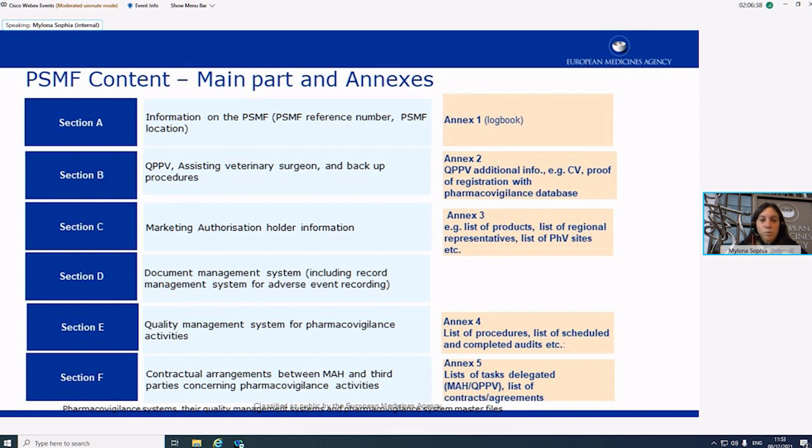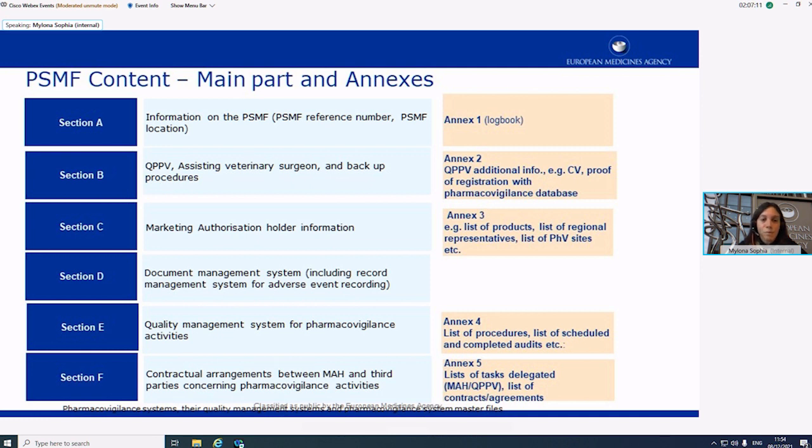Here, and I'm sure you have many questions because the PSMF is really something new. Now here we just gave a table very similar to the one you will find in the guidance. And I would say at the moment there is no specific template or other guidance for the PSMF, and we can discuss what we can do to help you to have a good PSMF, a good pharmacovigilance system master file.